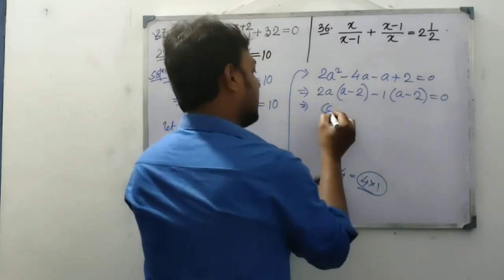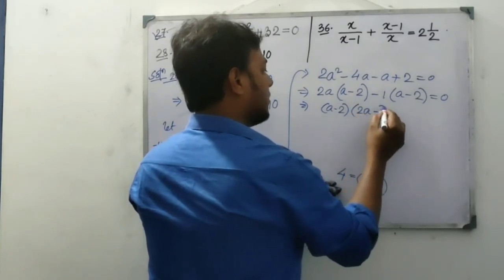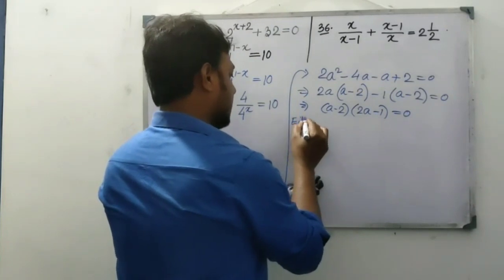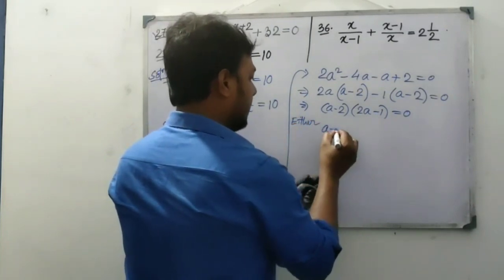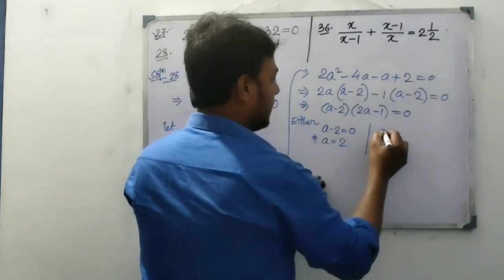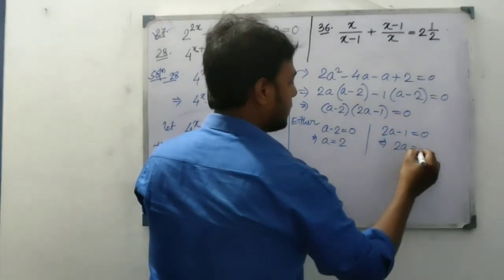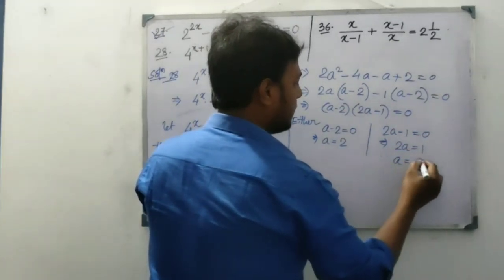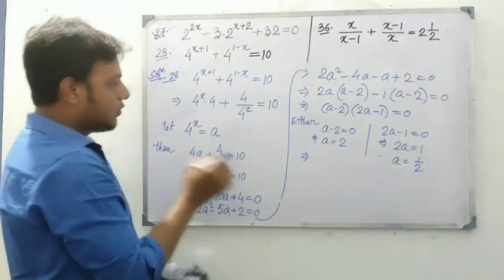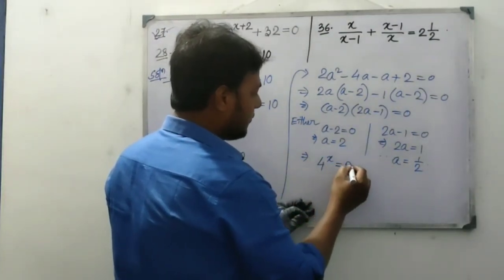Take common a minus 2 from the 2, then the other factor is 2a minus 1 equals 0. Next, either a minus 2 equals 0, which implies a equals 2, or 2a minus 1 equals 0, which implies 2a equals 1, therefore a equals 1 by 2. Now put the value of a. What was a? A was 4 to the power x, so 4 to the power x equals 2. Now how to solve?